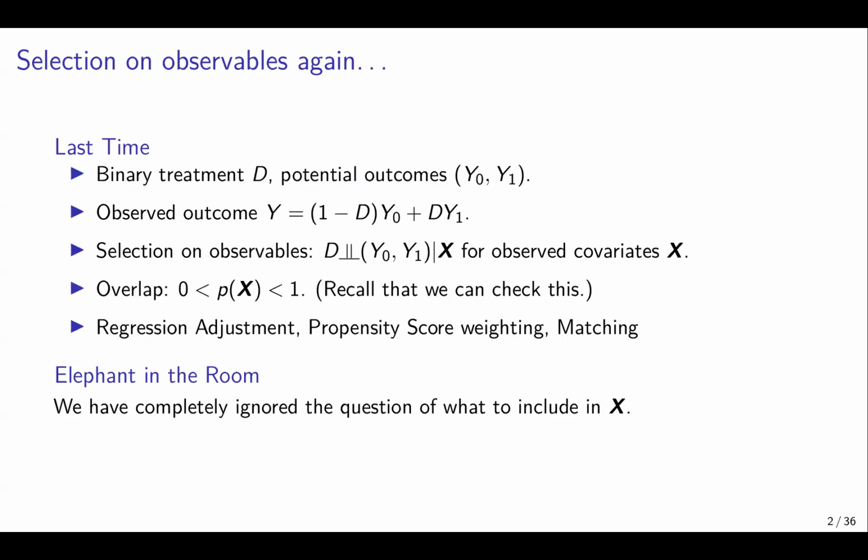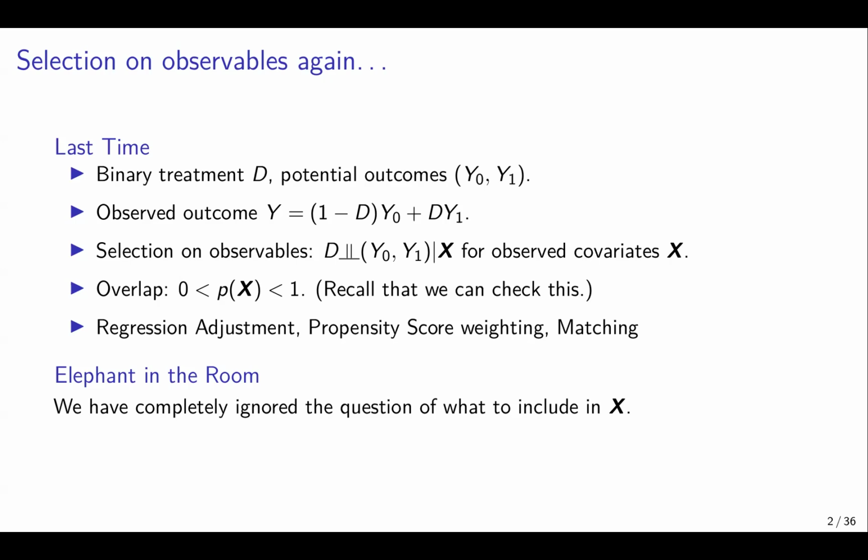In our last lecture on causal inference, we looked at the selection on observables framework, which I'm just going to summarize quickly on this slide to refresh your memory. We had a binary treatment, and we had two potential outcomes, Y0 and Y1. We had an observed outcome Y that was equal to Y0 if you are untreated, and equal to Y1 if you're treated.